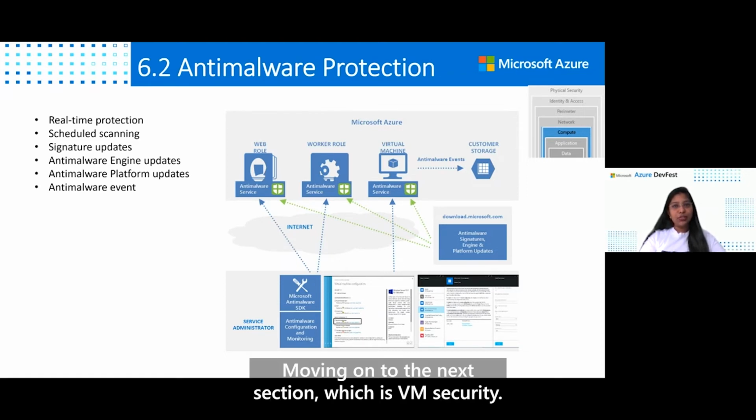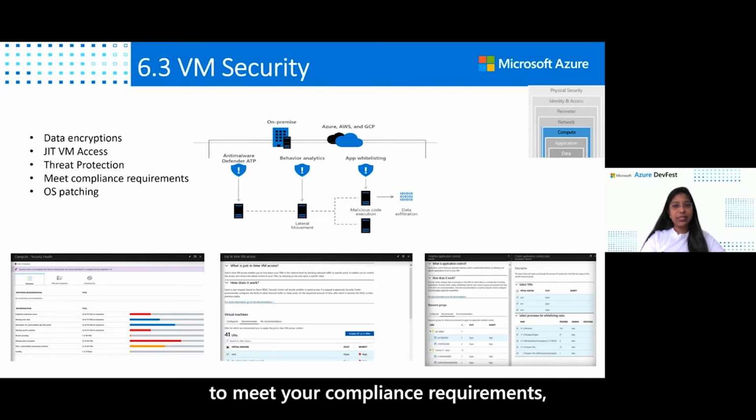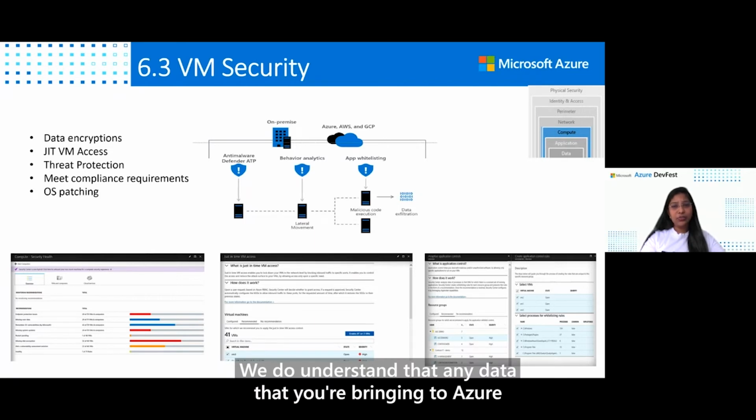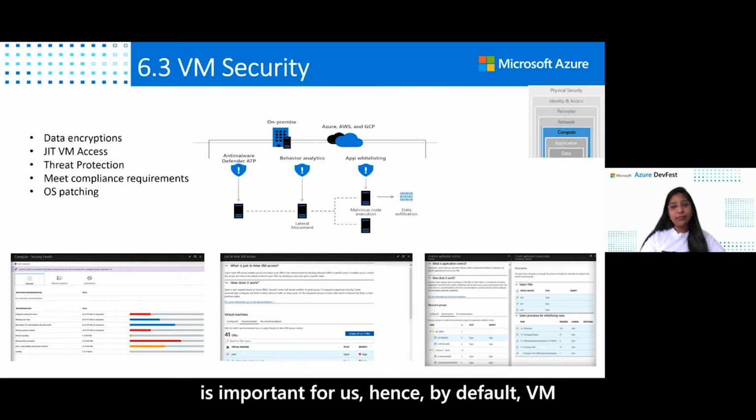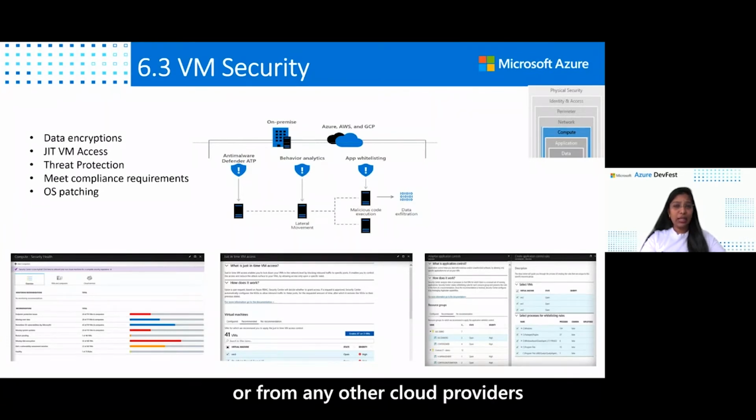Moving on to the next section, which is VM security. As we talked about protecting our compute workloads against malware, it's also important to perform OS updates and patches regularly to meet your compliance requirements, especially when hosting CI workloads. We do understand that any data that you're bringing to Azure is important for us. Hence, by default, VM disks are encrypted at rest with platform managed keys. And if required, you can even use other keys like customer managed keys or bring your own keys from your on-premises or from any other cloud providers to encrypt the data inside the VMs.